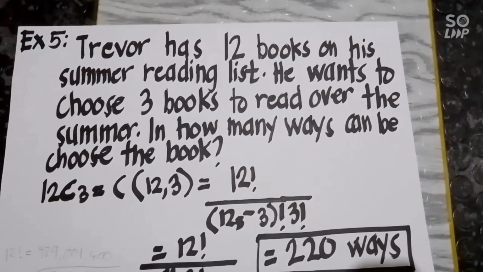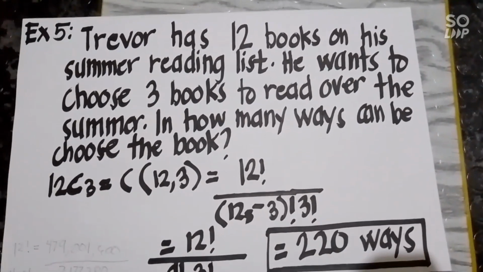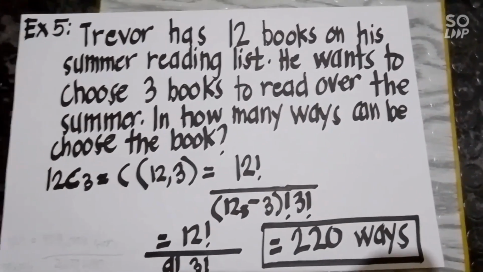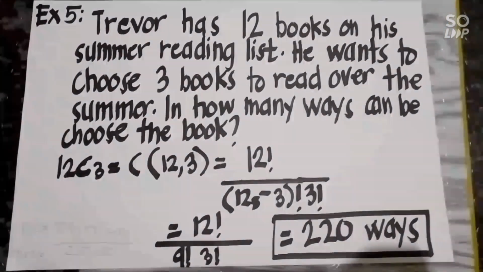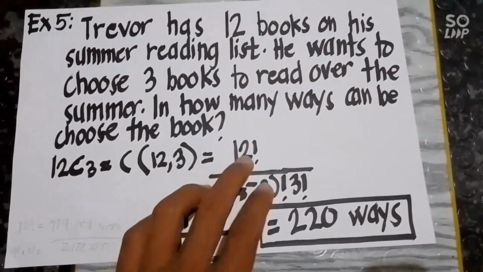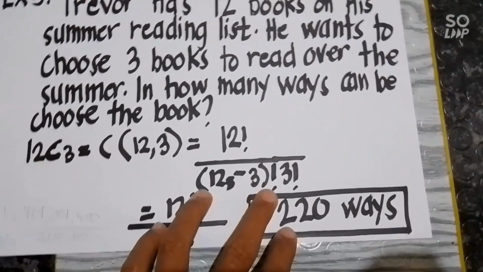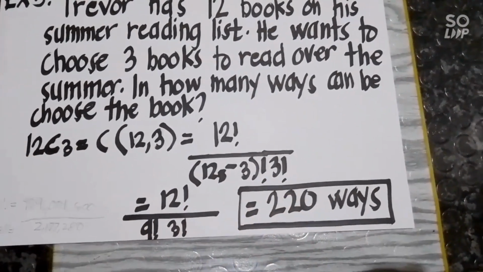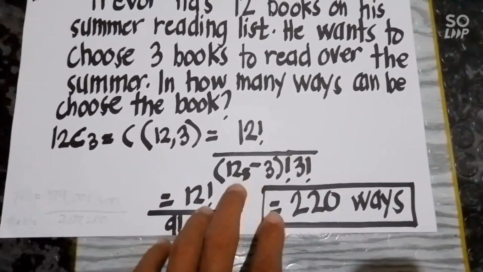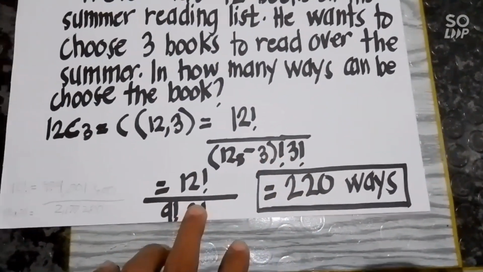Fourth example in combination. Trevor has 12 books on his summer reading list. He wants to choose 3 books to read over the summer. In how many ways can he choose the books? Solution: 12C3 equals 12 factorial over 12 minus 3 factorial times 3 factorial. The result of 12 minus 3 is 9, so we copy that 3 factorial and put it there.